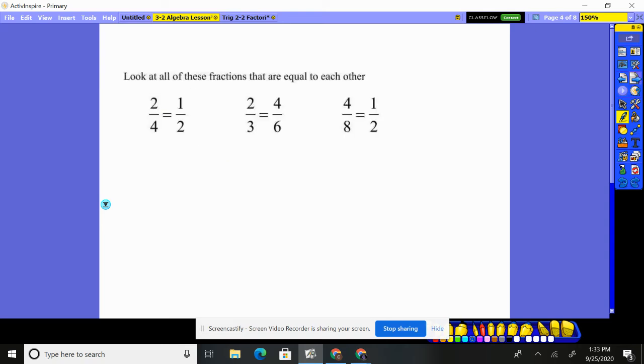Now, let's take a look at this. Look at all these fractions that are equal to one another. You agree that 2/4 is equal to 1/2, and 2/3 is the same as 4/6, because top and bottom both multiplied by 2. 4/8, well, if you ate 4/8, you've eaten half of it. But here's what's interesting to notice when two fractions are equal. Notice that these multiplied equal those multiplied. Those multiplied are 12. Those multiplied are 12. Those multiplied are 8. Those multiplied are 8.